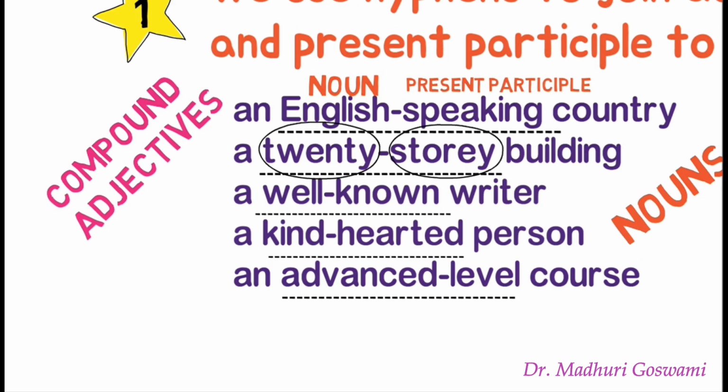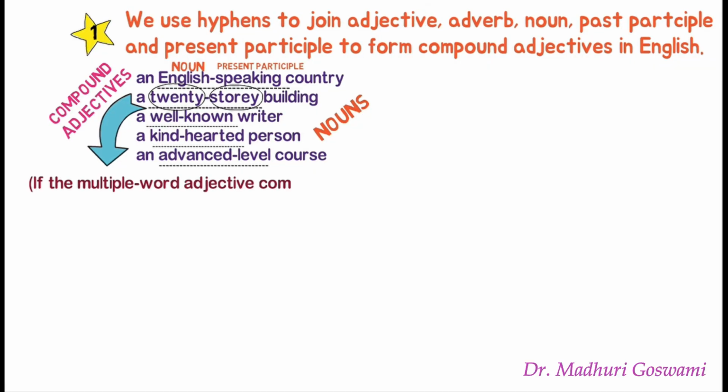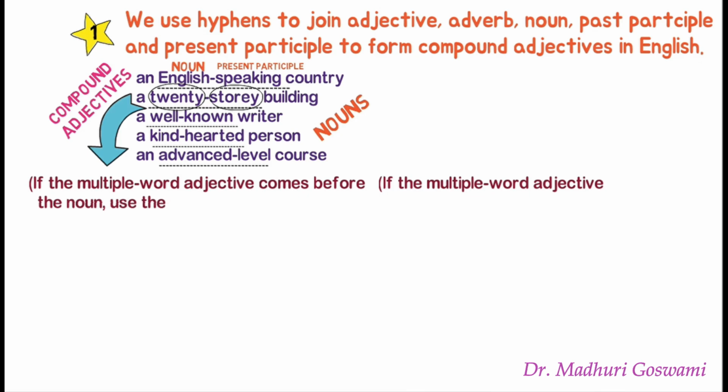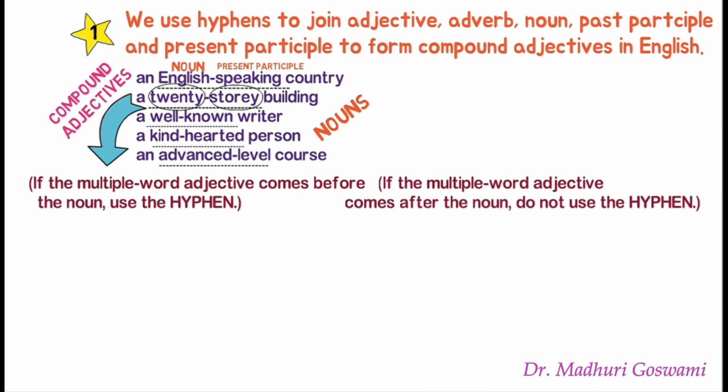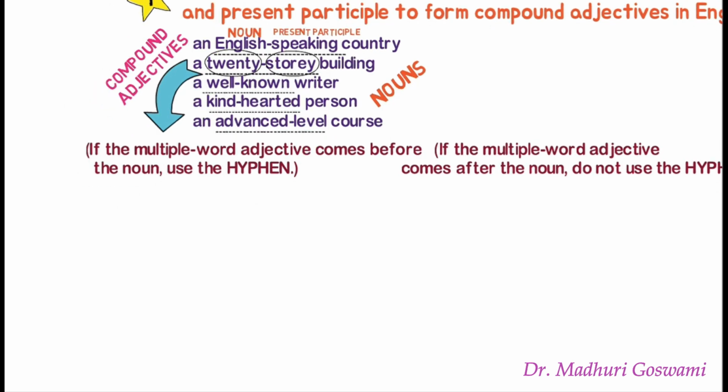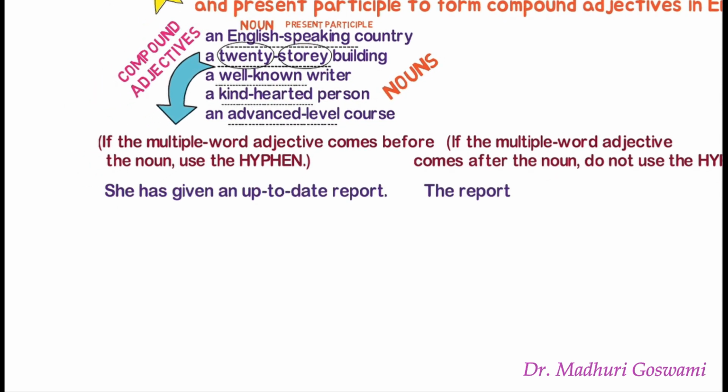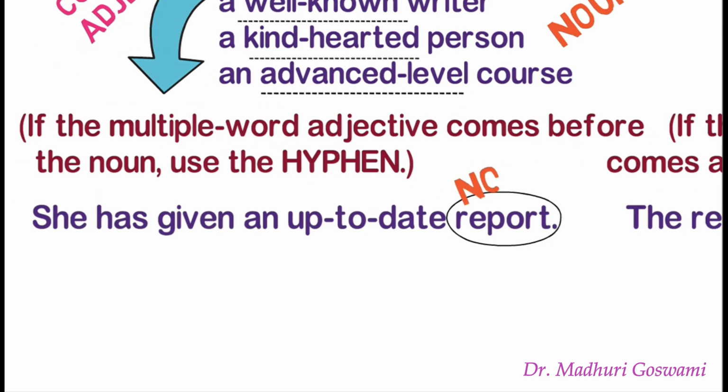Well, the examples on this list indicate another important rule that you should also learn. This rule gives us a clear idea when we should use the hyphen and when we should not while dealing with these multiple word adjectives. And the rule says, if the compound adjectives are placed before the noun, then we should use the hyphen. For example, she has given an up-to-date report. Here the report is a noun. And as the compound adjective up-to-date is placed before this, so it's hyphenated.